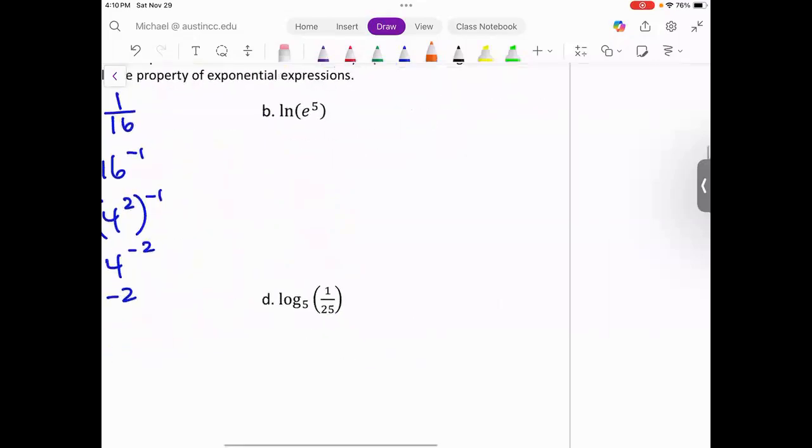Now, natural log of e to the 5th. So set that equal to y and convert to our exponential form. Natural log has a base of e. So that gives us e to the y equals e to the 5th. We already have the same base, so we can go ahead and use that equivalence relation. So we just say that y equals 5. And we're done. That was it for that one.